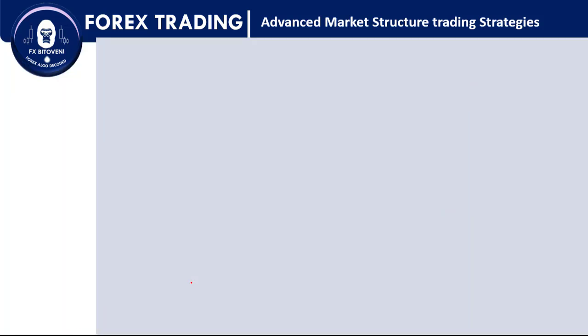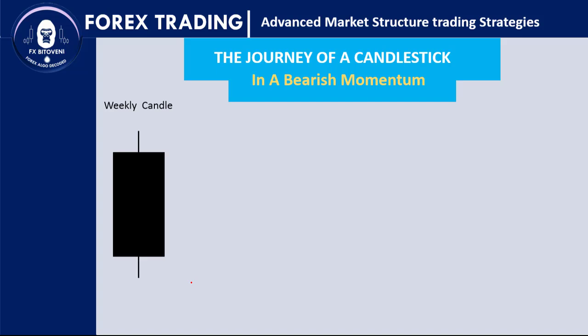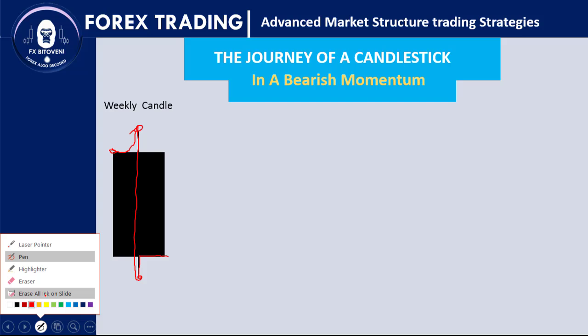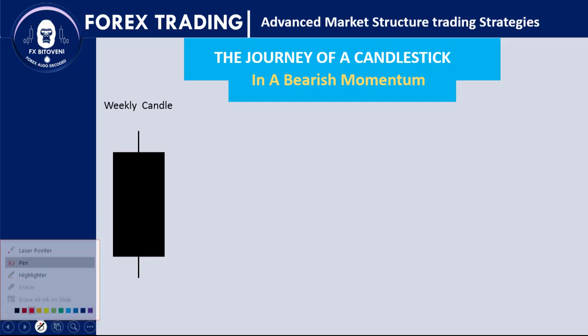Now, let's talk about the journey of a candlestick in a bearish momentum. We know the candlestick will be pushing down, and we know exactly that this is the open price, this is the high price, this is gonna be the low price, this is gonna be the close price. That is how the bearish candlestick is gonna move. In order to deal with this, you must have higher time frame structure bias in your hand. You must have the whole bias. I will give you an example, guys. Don't worry.